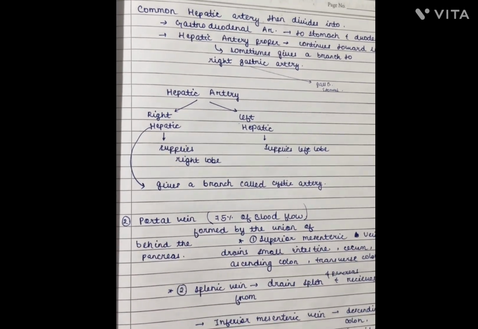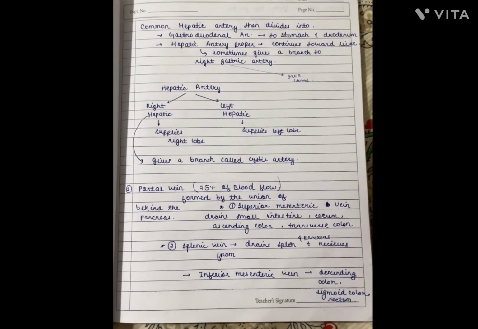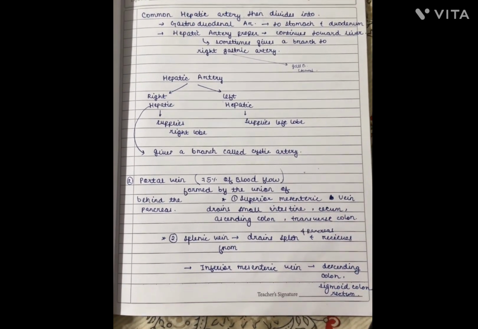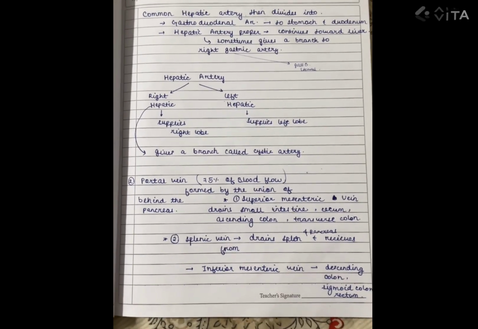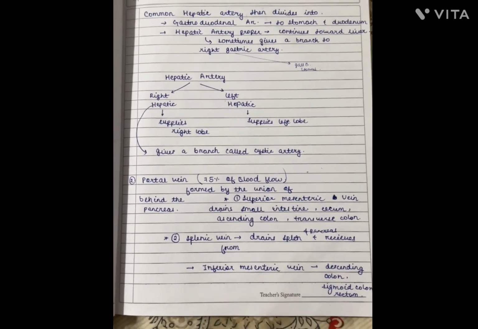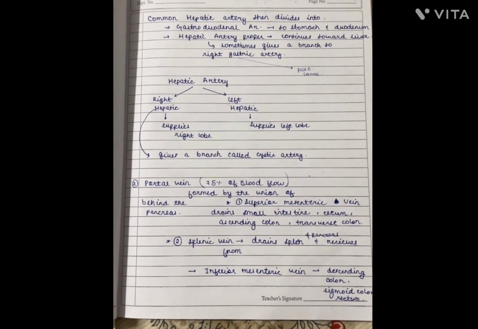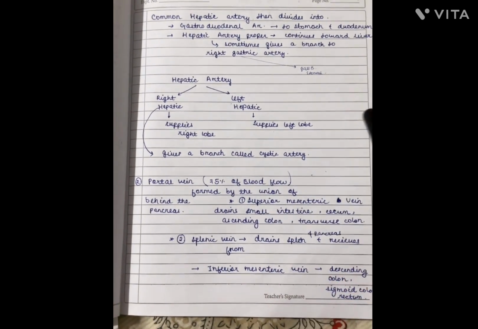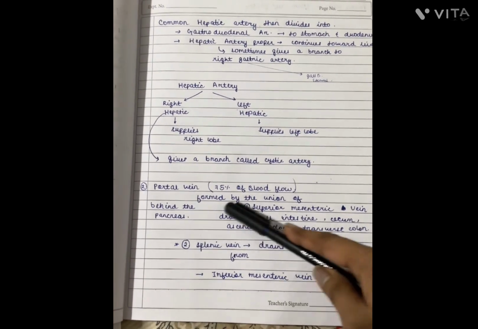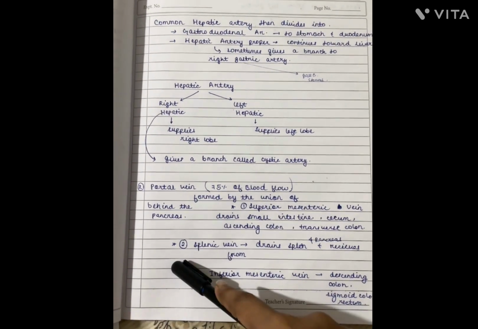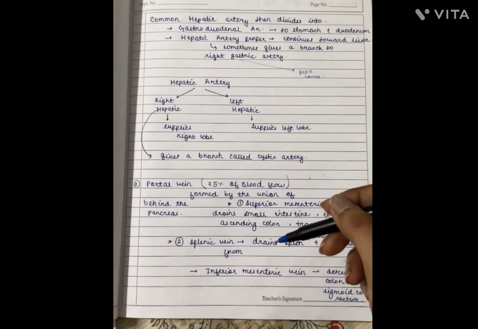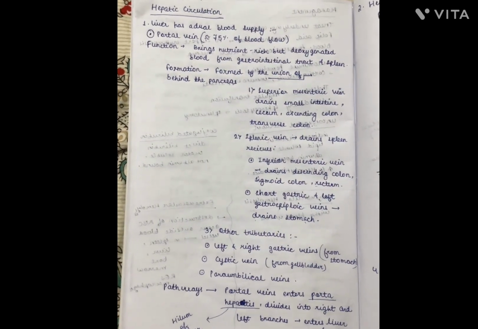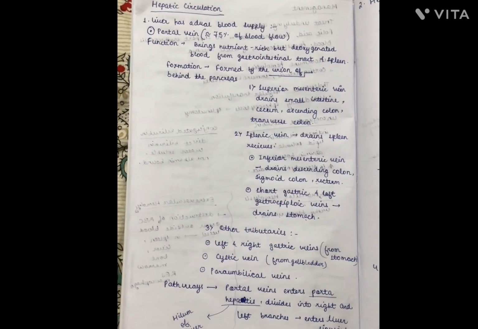Now we will move forward to understand the portal vein, which constitutes 75% of the blood flow of the total hepatic circulation. I forgot to say that the hepatic artery constitutes 25% of the blood flow of the total hepatic circulation. The portal vein is formed by the union of the superior mesenteric vein and splenic vein, and they also receive from other organs as well.